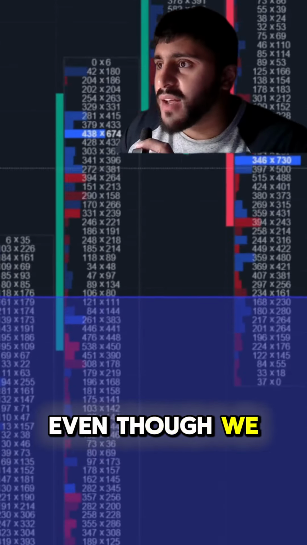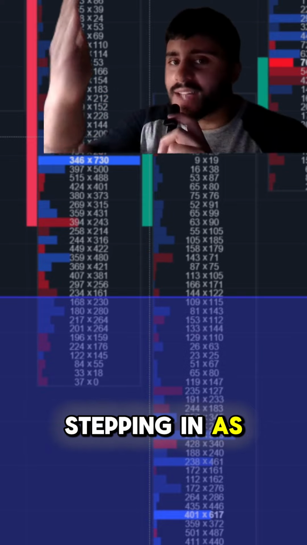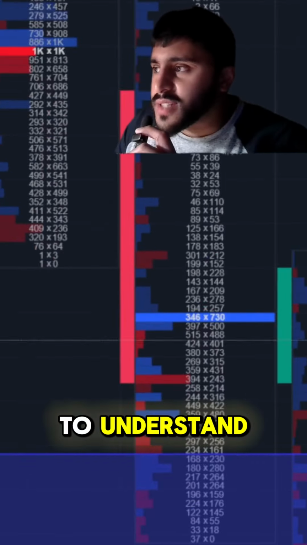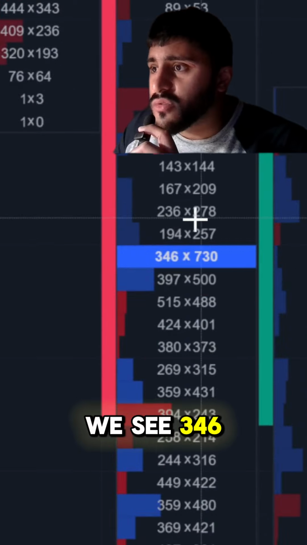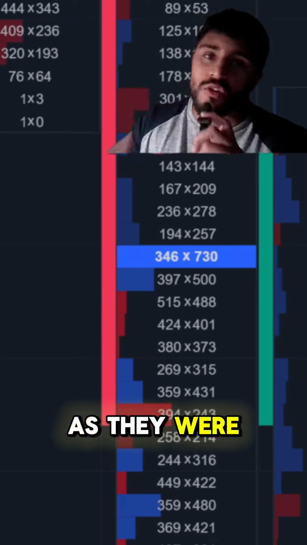So notice how even though we have a red candle, we see a very, very large buyer stepping in as the market moves down. This is important to understand. In fact, when we read the order flow, we see 346 for 730. So they were double the amount of aggressive buyers as they were aggressive sellers.